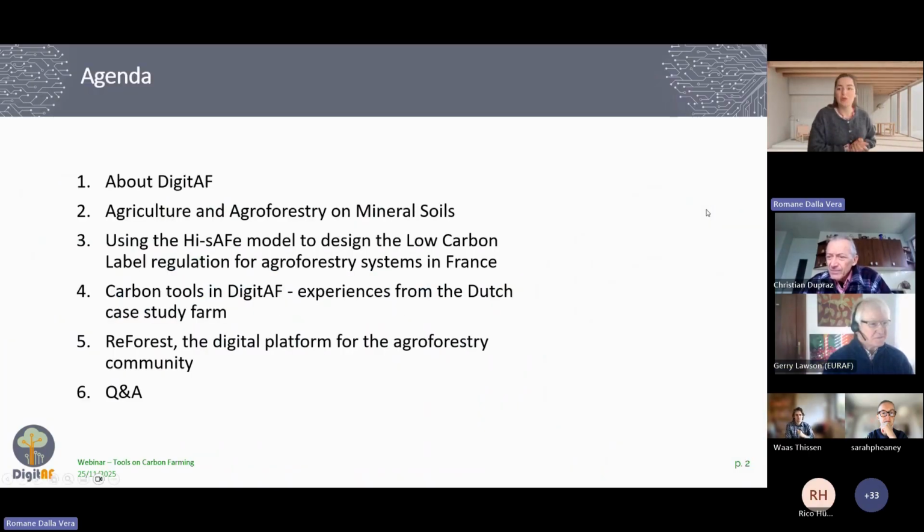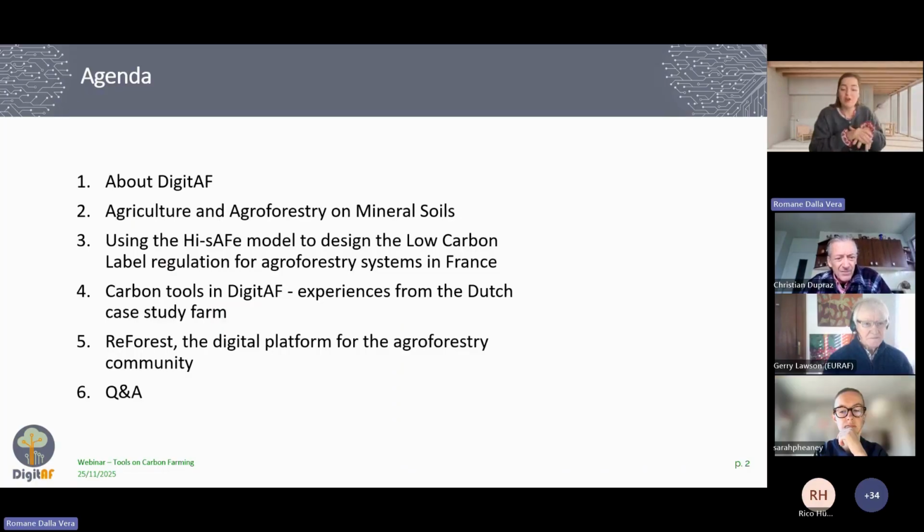So we'll go through the agenda of today. First, a few words about DigitAF. Then our three main topics for today are agriculture and agroforestry on mineral soils by Gerry Lawson. Then we will have using the high-SEF model to design the low carbon label regulation for agroforestry systems in France by Christian Dupraz. And finally, our third main topic will be carbon tools in DigitAF, experiences from the Dutch case study from the Louis Bolk Institute.